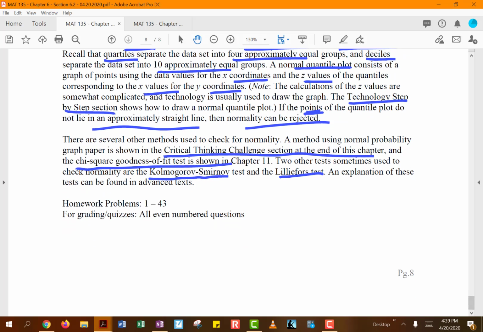Okay, so this was the last thing I wanted to talk about here in section 6.2. Now let's go ahead and take a look at some examples from our textbook.